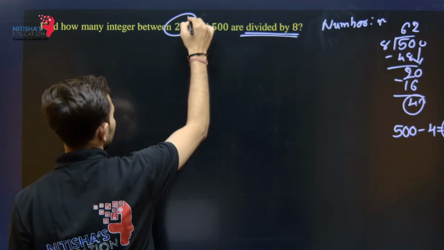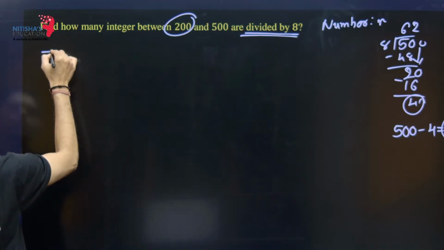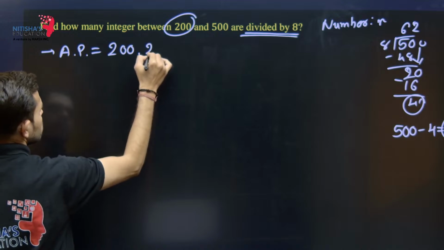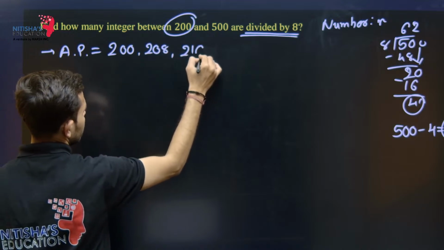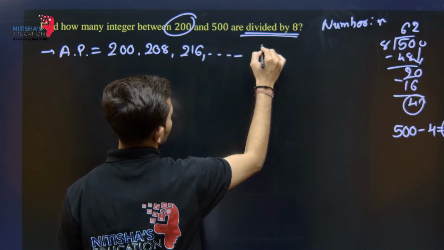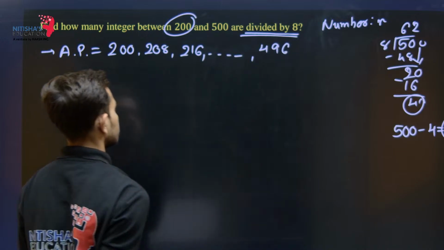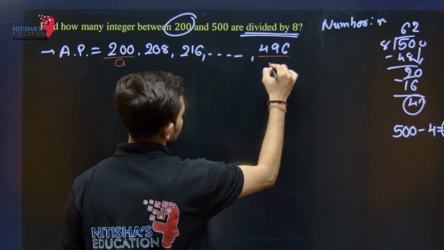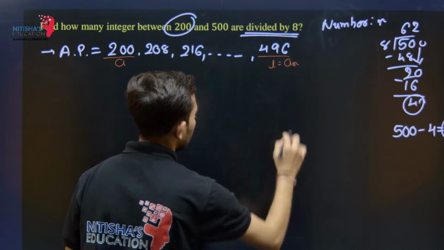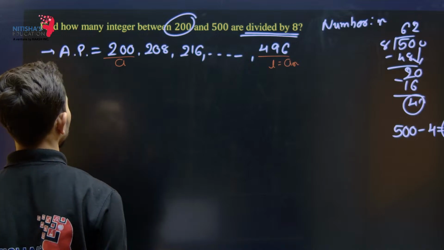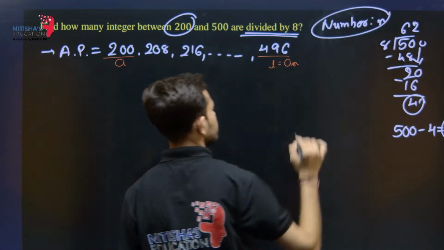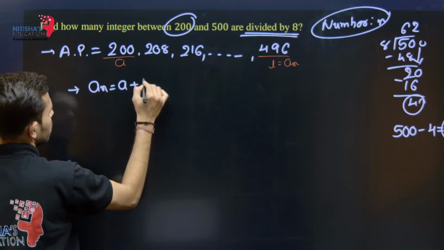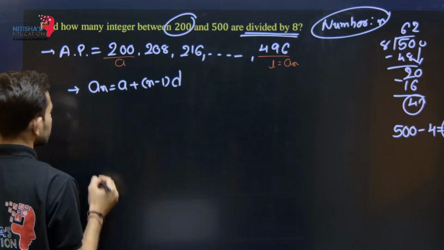Is 200 divisible by 8? Yes, it is divisible by 8. So our arithmetic progression will become 200, 208, 216 up to 496, right? So we have our first term, we have our last term which is called L or AN. We need to find the number n. So we can use our equation, which is AN is equal to A plus n minus 1 into D.